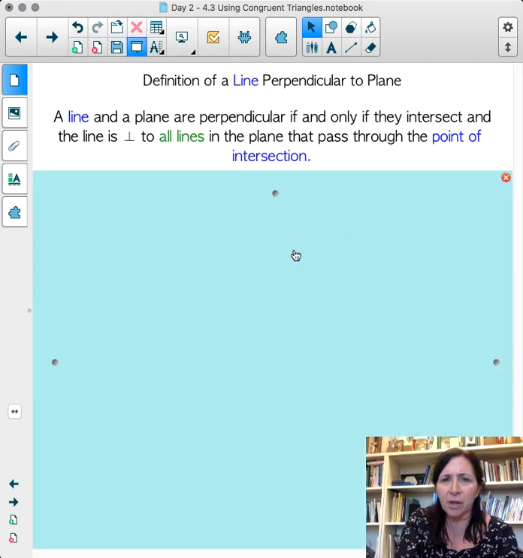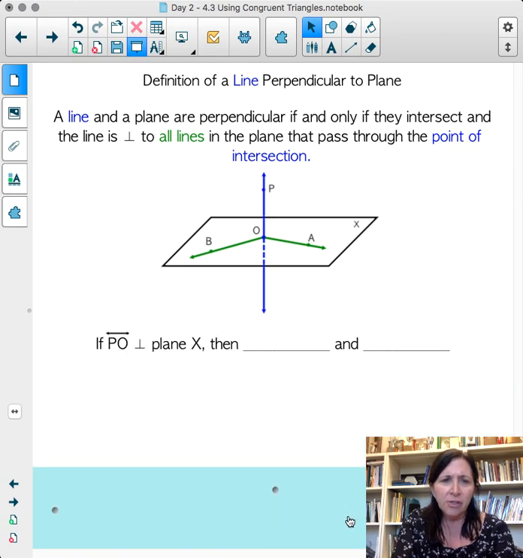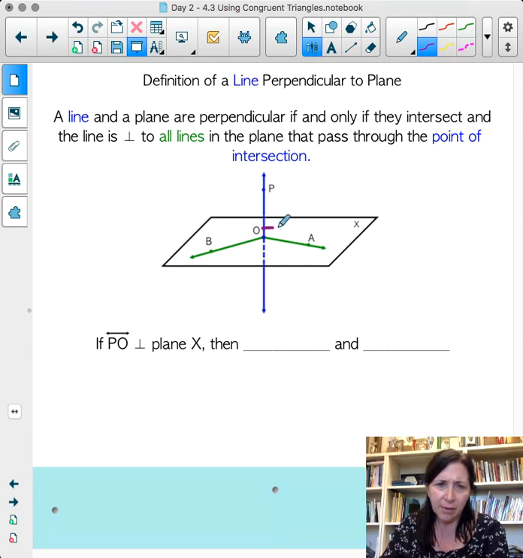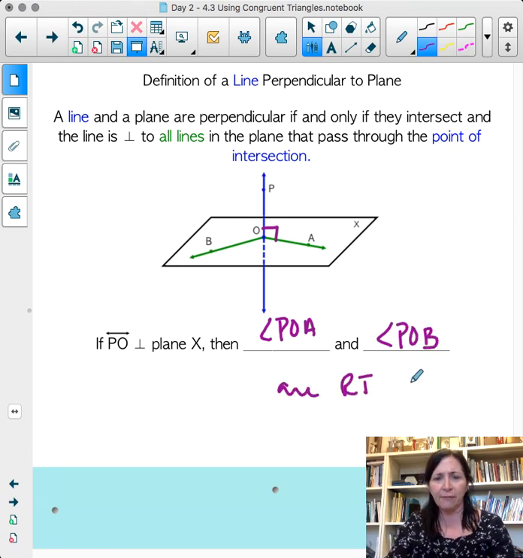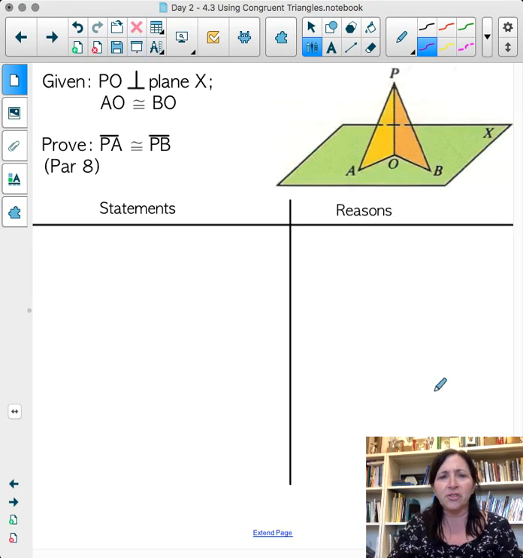So, definition of a line perpendicular to a plane. Basically what this is trying to say is a line and a plane are perpendicular if and only if they intersect at a perpendicular place, meaning this part right here is going to be perpendicular. So now I know that angle POA and angle POB are right angles. And you know that once you have right angles, all right angles are congruent. So we have a proof here.